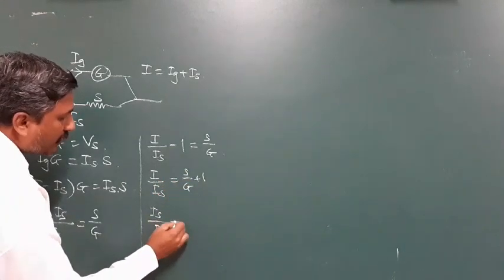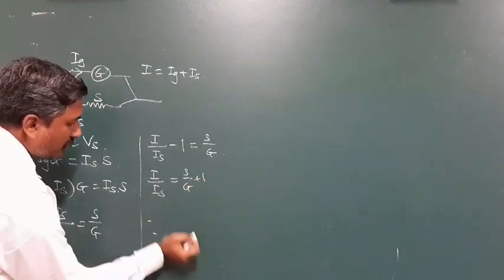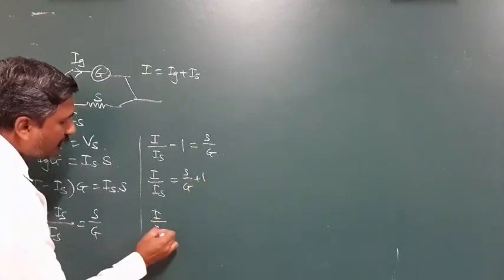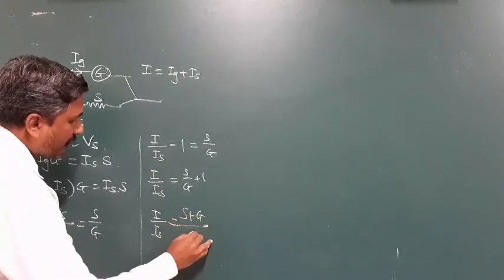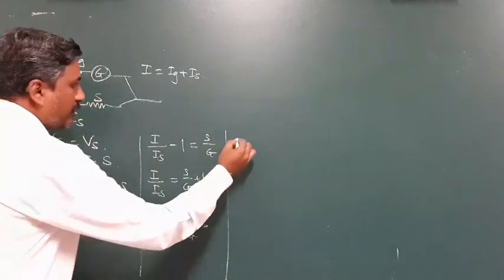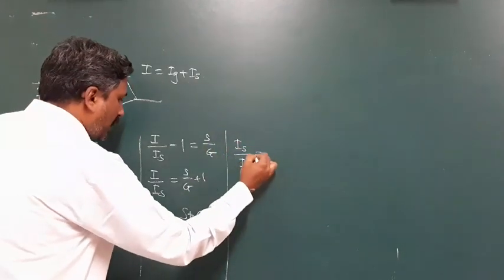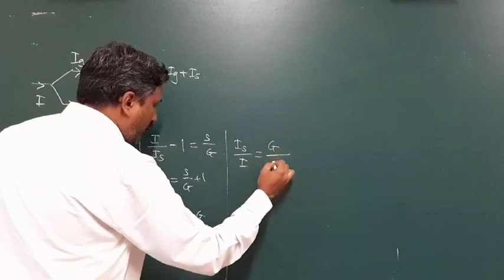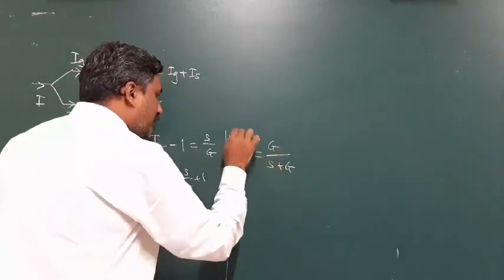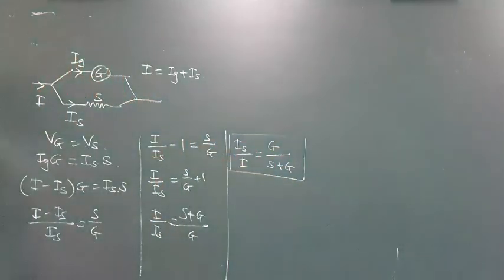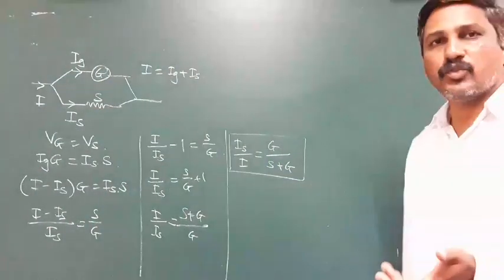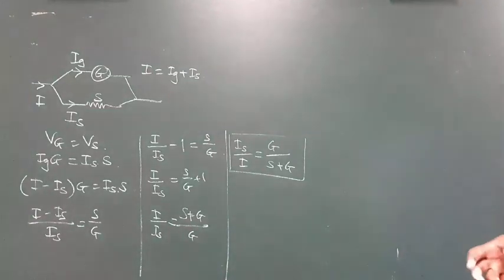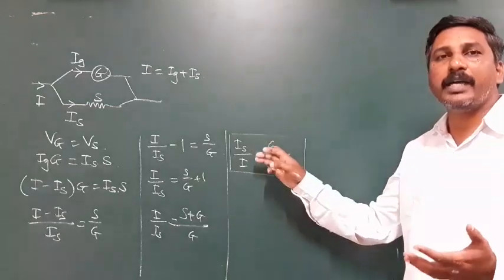So I by Is equals (S plus G) upon G. So Is divided by I equals G upon (S plus G). This is my required formula. Here, when the fraction of total current, or fraction of current passing through the shunt, is asked, I will find out Is upon I.